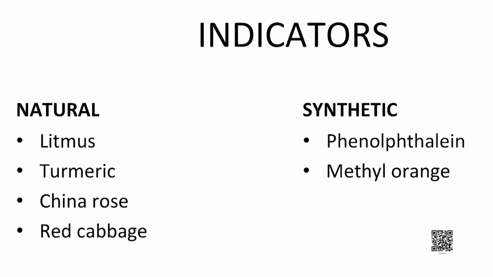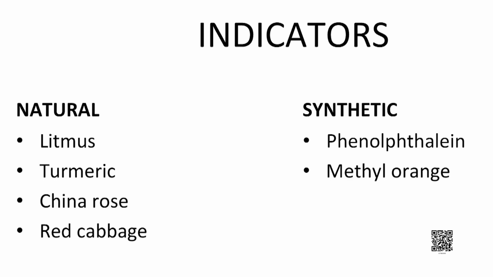So we have the category of indicators, a series of indicators which are going to tell you whether a compound is acidic or base. You can know it without tasting them. So what are the indicators? They do tell us whether a compound is acidic, basic or neutral. So there are two categories of indicators.